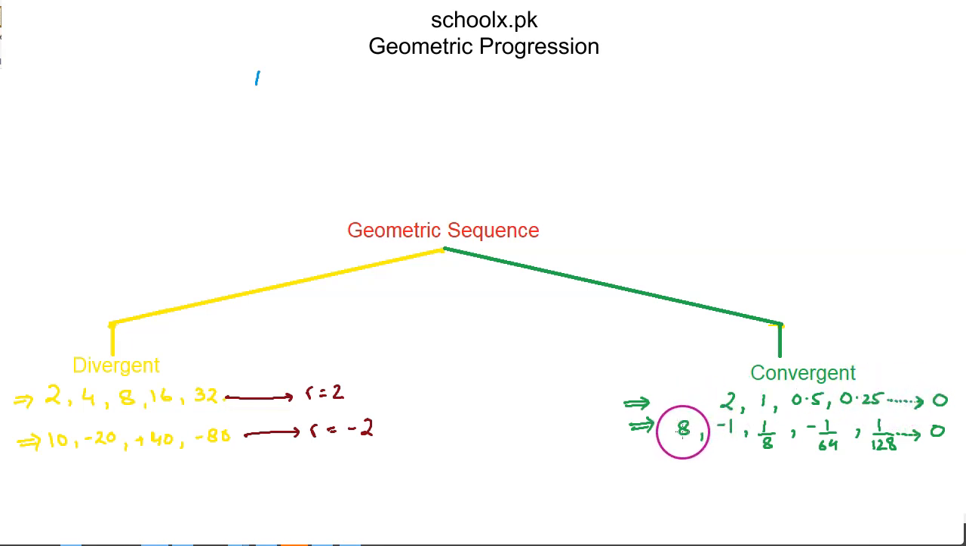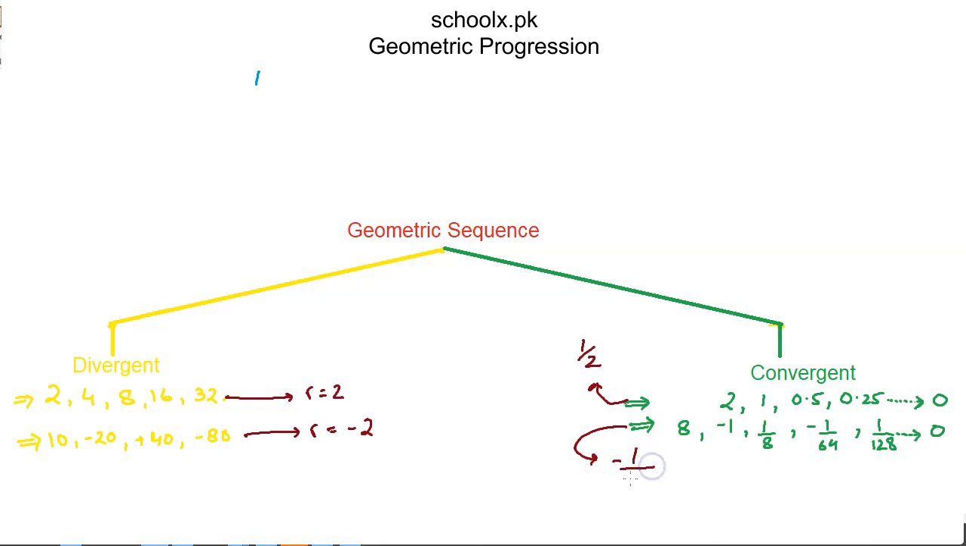And the same goes for this one, 8, negative 1, 1 by 8, and so on. Here also the terms are getting smaller and smaller until eventually they reach the value of 0 at infinity. So the common ratio for this is 1 by 2. If you divide the next term 1 by the previous term, you'll get 1 by 2. Or if you divide 0.5 by 1, you'll get 1 by 2 again. Now the common ratio for this sequence is negative 1 by 2.